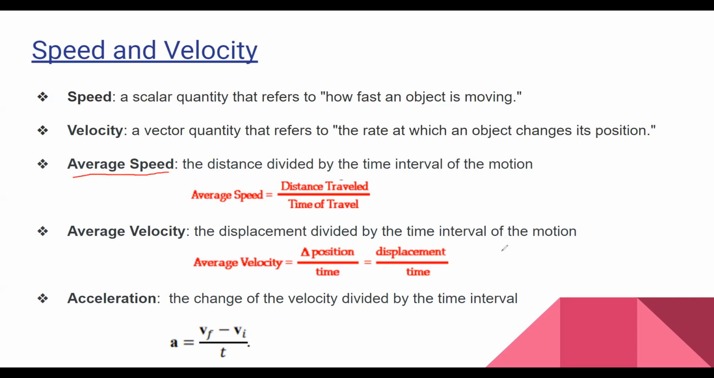This is contrasting with the instantaneous speed, which is a type of speed you will see in more advanced physics. That's basically the speed something is traveling at a certain moment, and you have to use calculus to get that.